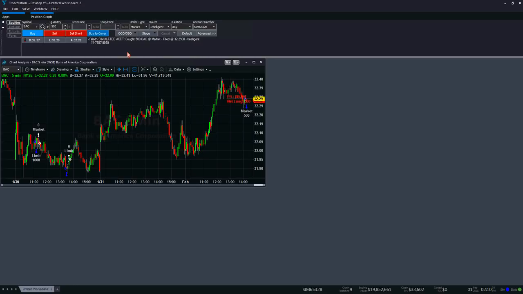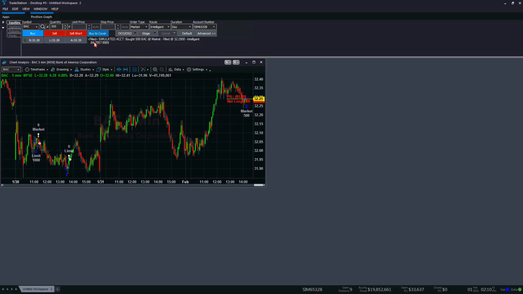Now, one thing that I didn't enable on my account was confirmations. If you're doing this on a brand new installation of TradeStation, you should have gotten a confirmation letting you know what the order was going to be.